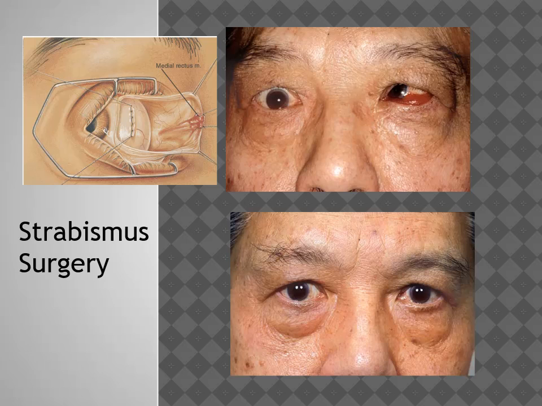How to manage strabismus occurring due to thyroid associated orbitopathy: by recession of the muscles. In thyroid associated orbitopathy there is no resection, only recession of the muscle, and this is to achieve binocular vision again.